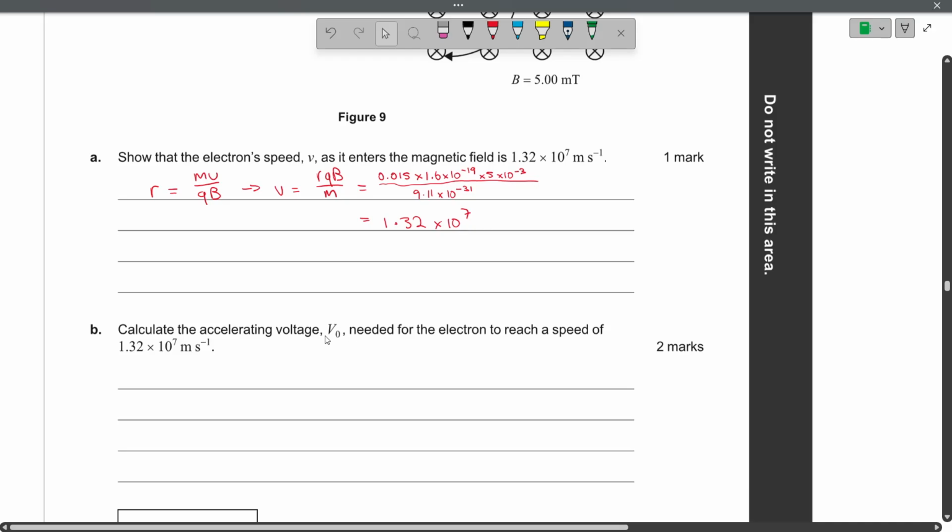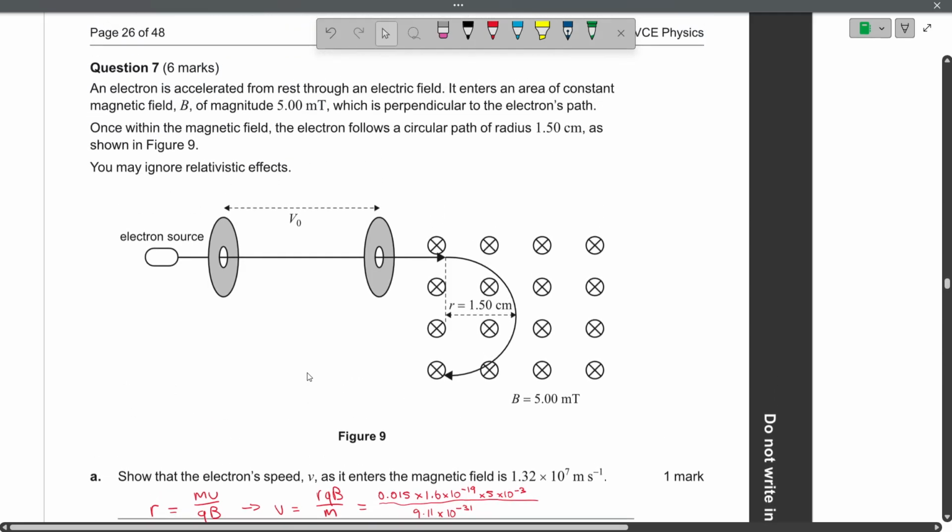Part B. Calculate the accelerating voltage V0 needed for the electron to reach a speed of that. So what's going to happen here? We're saying there's a source for electrons. The electrons sort of meander into this electric field, and we can just basically say they start from rest, and they're being accelerated across. How are they being accelerated across? Well, there's some kind of accelerating voltage.